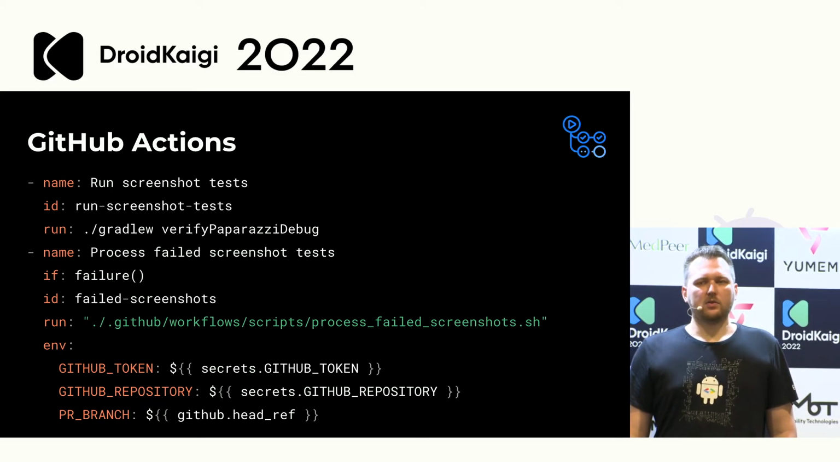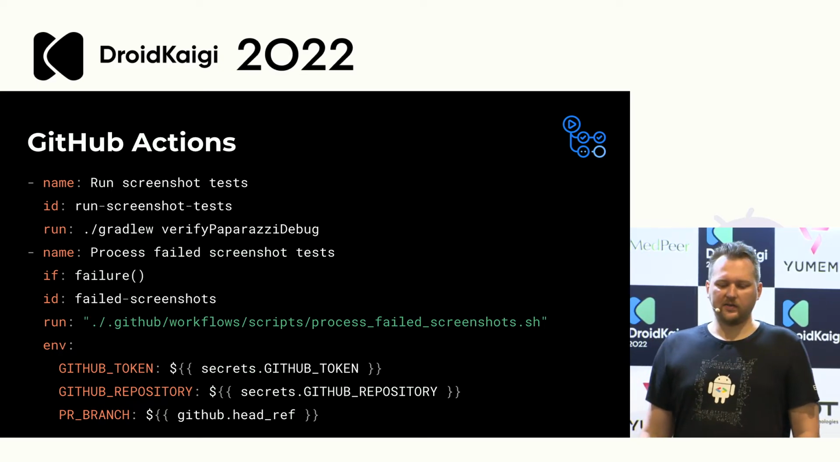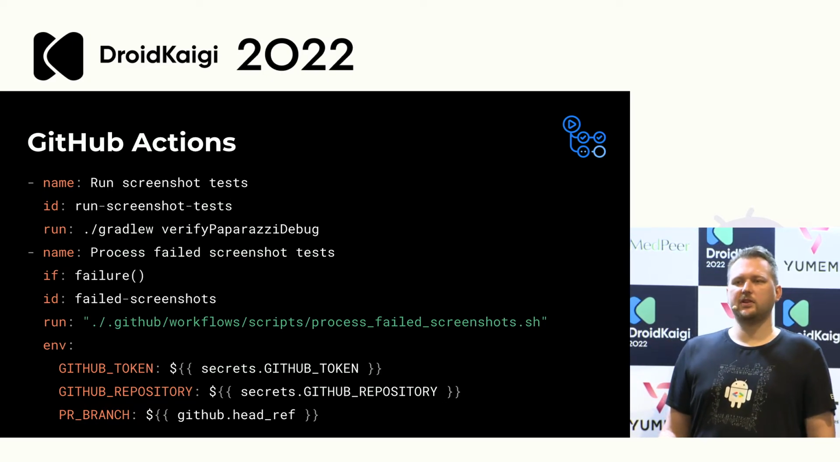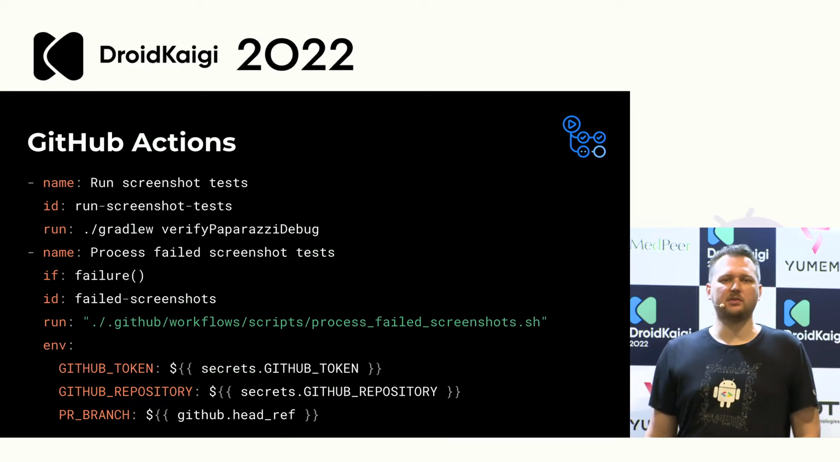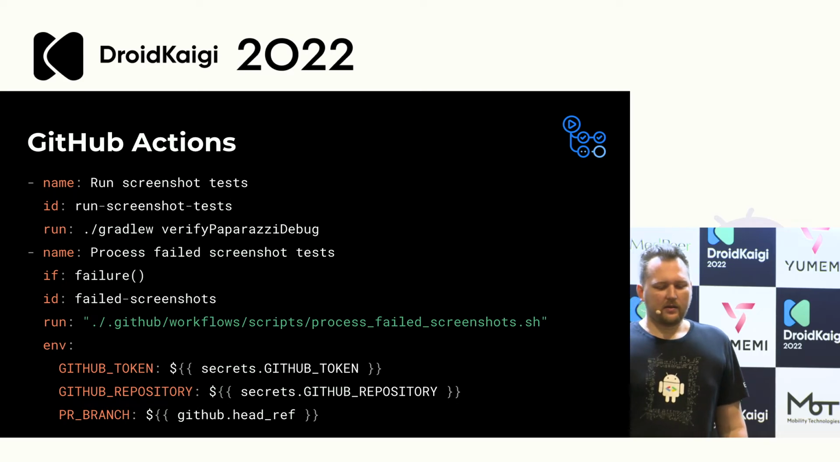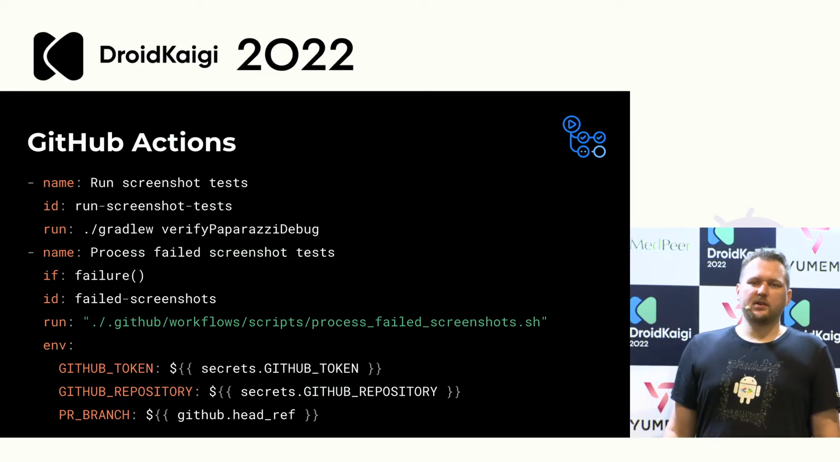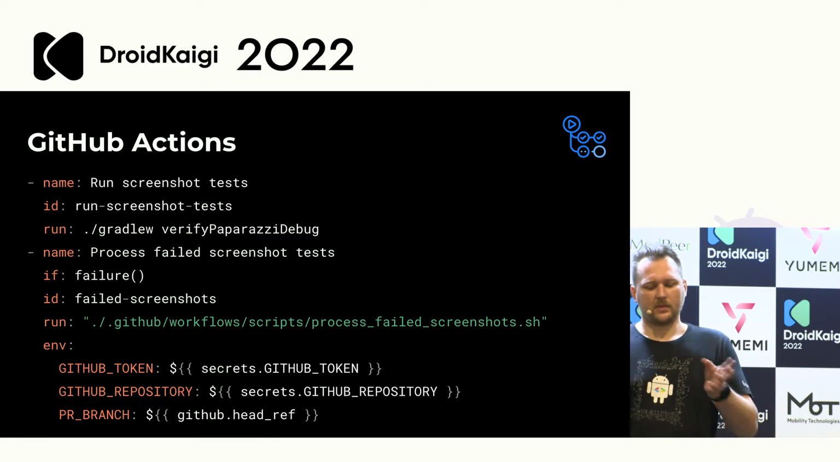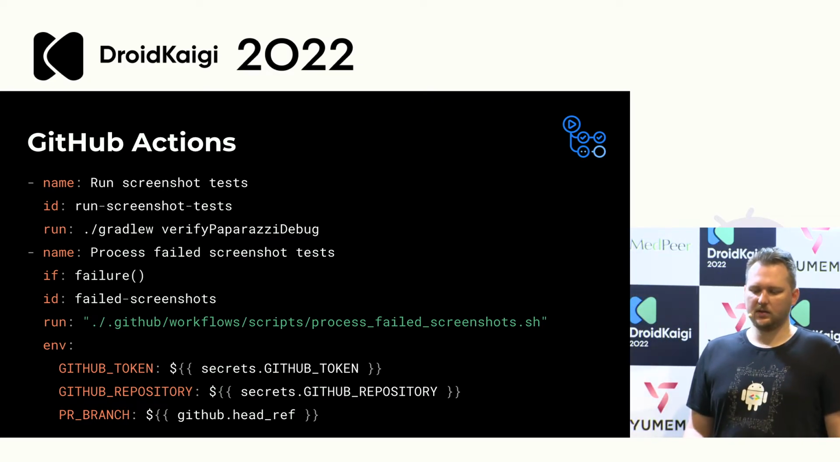And then you run your verify Paparazzi debug command in Gradle. And if this passes, everything is fine. Pull request is green. You can merge it. But if it fails, I have this bash script which will actually take the new screenshots, push them into a separate branch, and later you can show the differences.